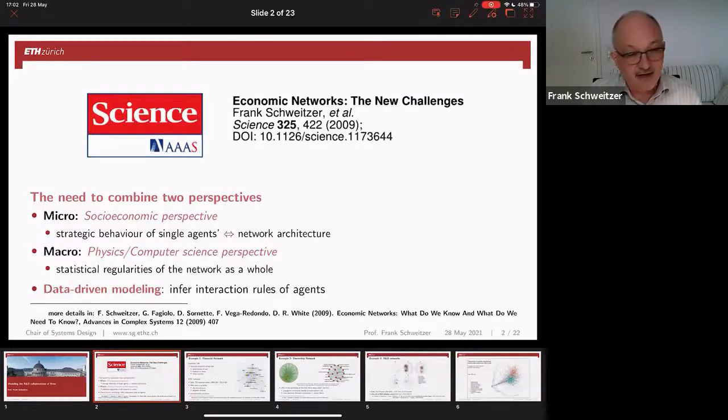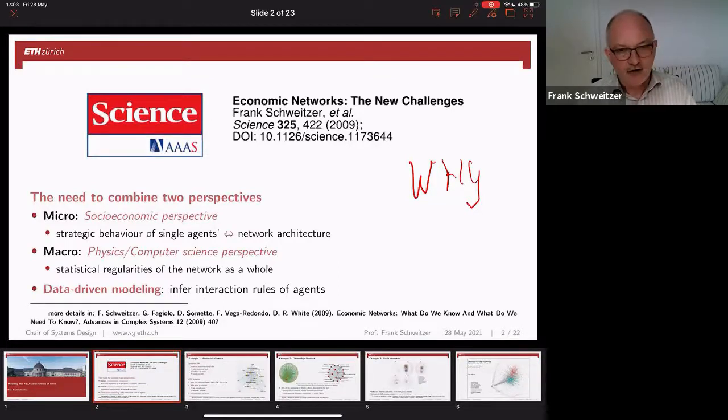One perspective is the perspective of the economist who thinks of the strategic behavior of a firm. The major question for the economist is the why question. Why do firms engage in collaboration? What do they gain from doing this? So that means we have to think of the strategic dimension of a collaboration.